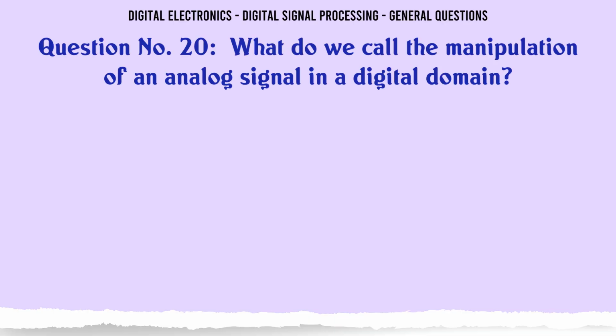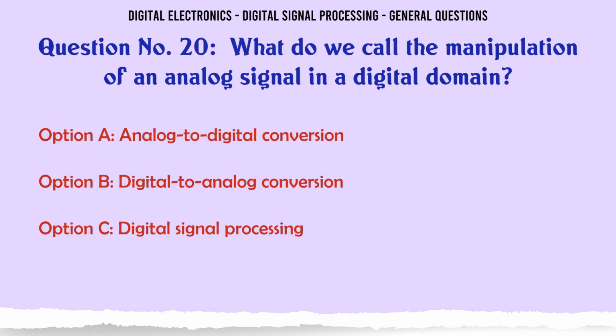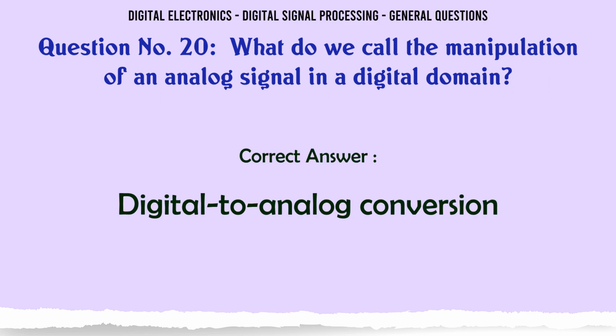What do we call the manipulation of an analog signal in a digital domain? A. Analog to digital conversion. B. Digital to analog conversion. C. Digital signal processing. D. Signal filtering. The correct answer is digital to analog conversion.